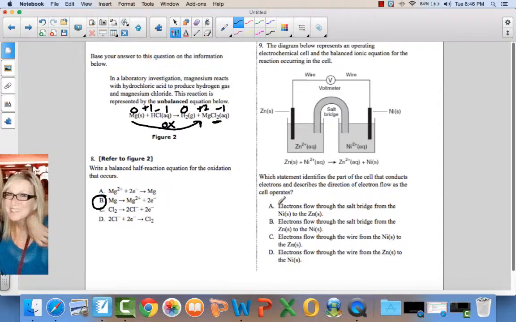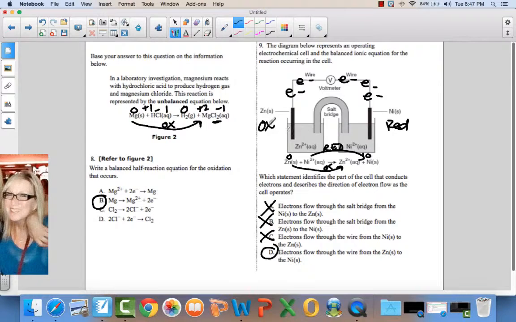All right. Which statement identifies the part of the cell that conducts electrons and describes the direction of the electron flow? Electrons always flow through the wire, and they flow from what's been oxidized to what's been reduced. In this case, Zn is above nickel in Table J, plus I can look here, 0 to +2. That right there is oxidation. Ni +2 to 0, this is going to be reduction. So they flow not through the salt bridge, through the wire from Ni to Zn. Nope, we said Zn was oxidized, so from Zn to Ni. So this is oxidized, this is reduced. Flows from what's oxidized to what's reduced, or from anode to cathode.